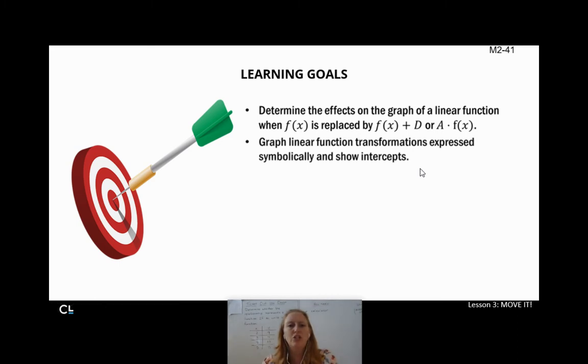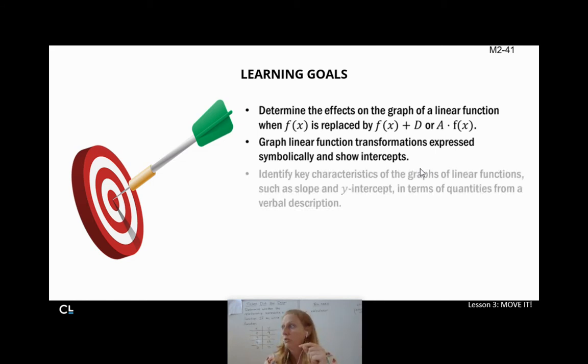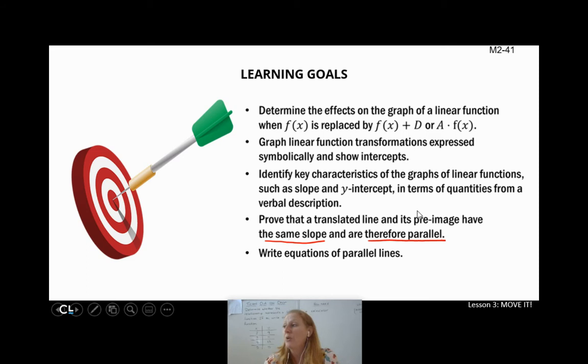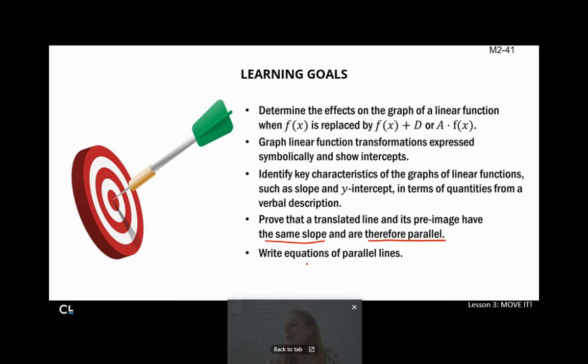We're going to graph linear function transformations expressed symbolically. We're going to show our intercept, always important. We're going to identify key characteristics of our linear graphs, slope, y-intercept, in terms of quantities from a verbal description. And we're going to prove, this is the big one, that a translated line and its pre-image have the same slope and are therefore parallel. We're going to prove that parallel lines have the same slope. And we're even going to write equations of parallel lines. So these are big ones that we're going to be doing over the next couple of days.